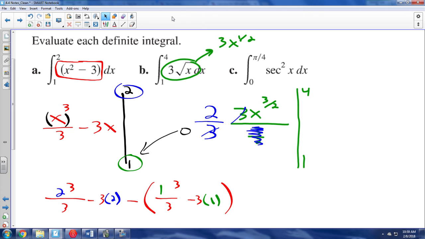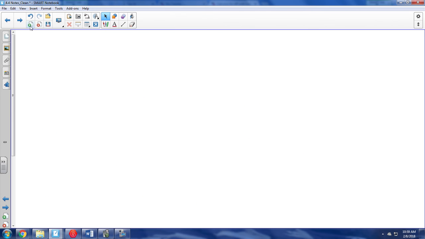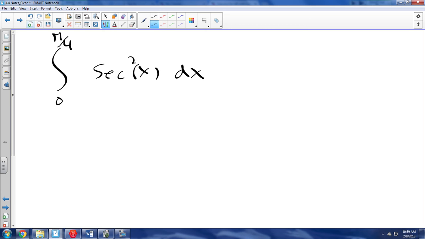So let's look at this next one. From 0 to pi over 4 of secant squared. So it's from 0 to pi over 4 of secant squared of x dx. Okay. What did you derive to get secant squared? So you took the derivative of tangent of x. So that's your antiderivative, and you would want to plug in from 0 to pi over 4.